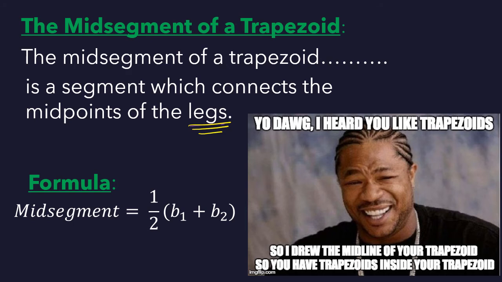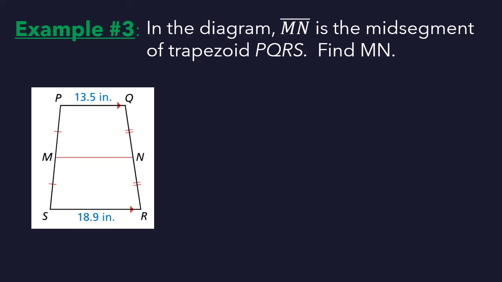Haha, okay, moving on. Make sure you copy down the formula for the midsegment. Instead of being half of the third side, you have to add your bases together and then take half of your bases.